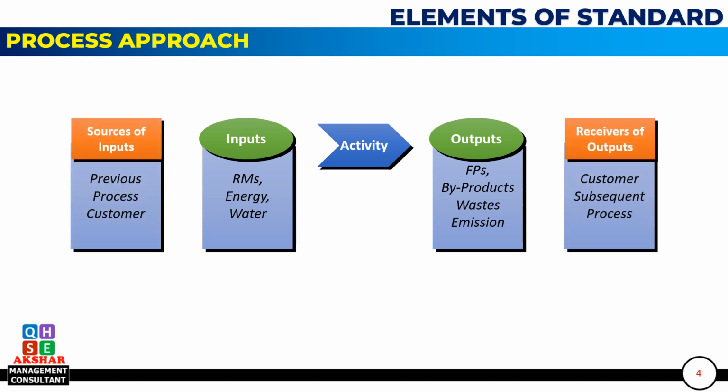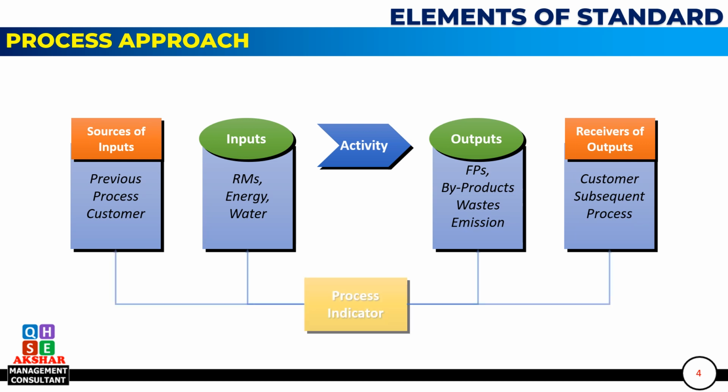Input may come either from customer or from previous process. Output may go either to customer or to next process. Clause number 4.4 of ISO standard has given emphasis on process indicator requirement. It means production team has to define process indicator for manufacturing process. It means purchase team has to define indicator for procurement process. It means marketing team has to define process indicator for enquiry handling process.